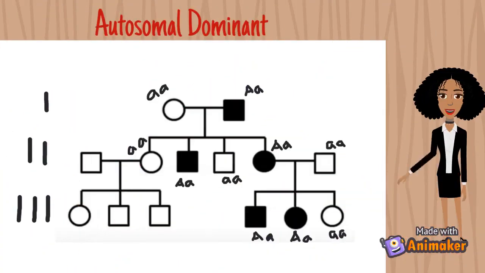When the mode of inheritance is autosomal dominant, that particular trait appears equally in both sexes. Both sexes can transmit it to their offspring. It doesn't skip generations. Affected offspring must have an affected parent, and unaffected parents do not transmit the trait.